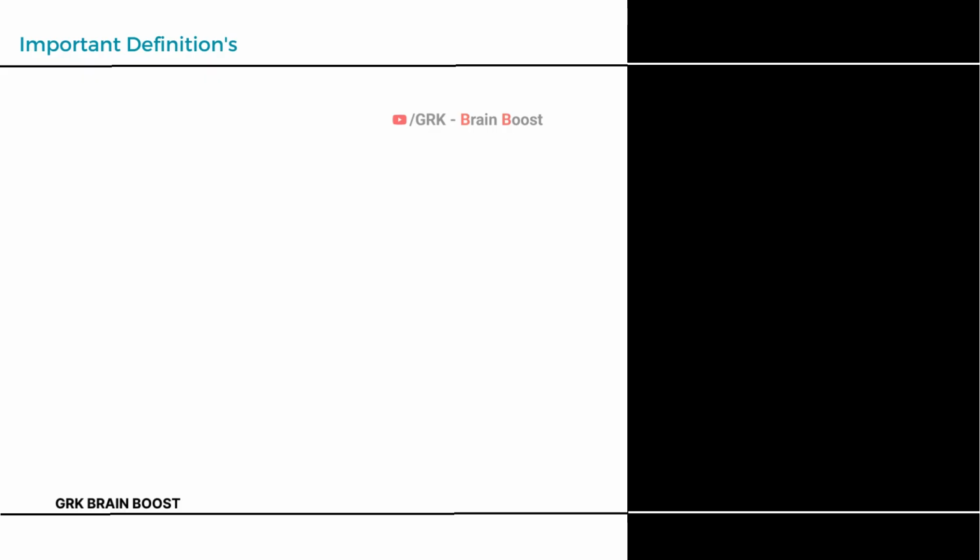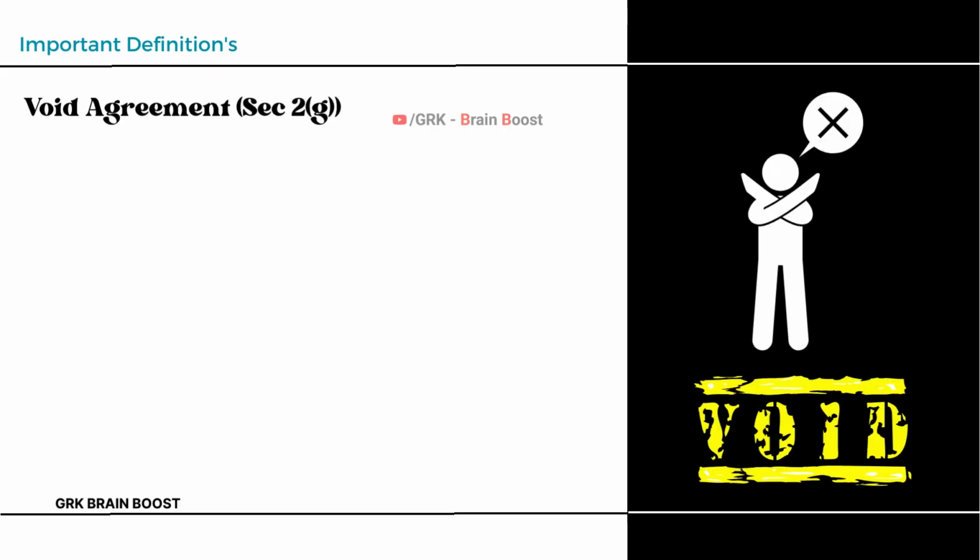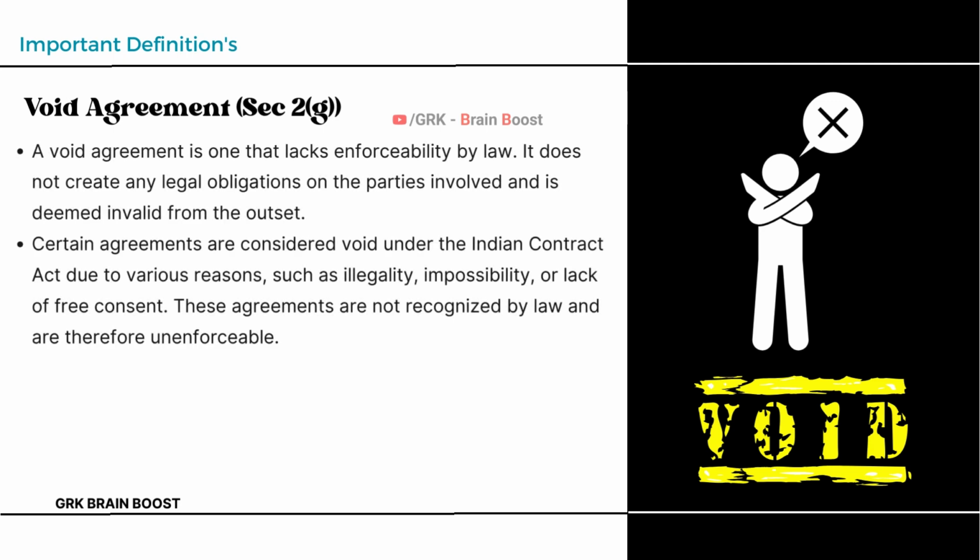Now let us look at the definition of void agreement. It is one that lacks enforceability by law. It doesn't create any legal obligations on the parties involved and is deemed invalid from the outset. Certain agreements are considered to be void under the Indian Contract Act due to various reasons such as illegality, impossibility, or lack of free consent. These agreements are not recognized by law and are therefore unenforceable.